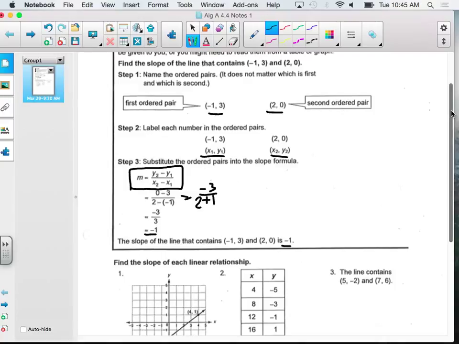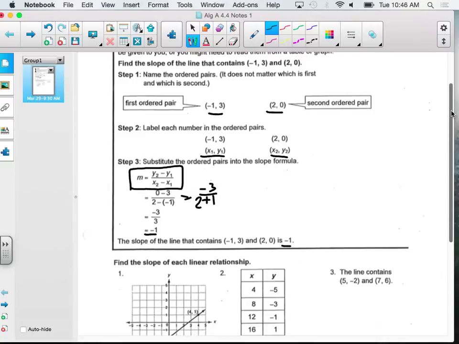I don't understand, what do you mean like flip-flop? Like the 2 is the y? If we said this was our first ordered pair and this was our second ordered pair, you good?